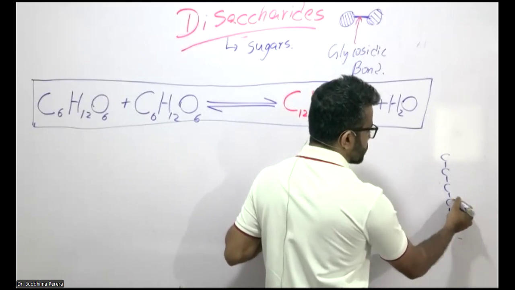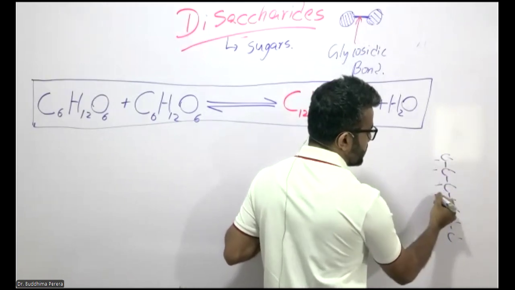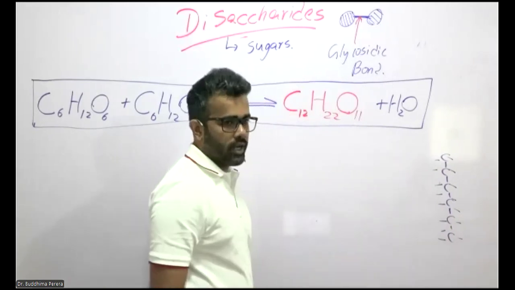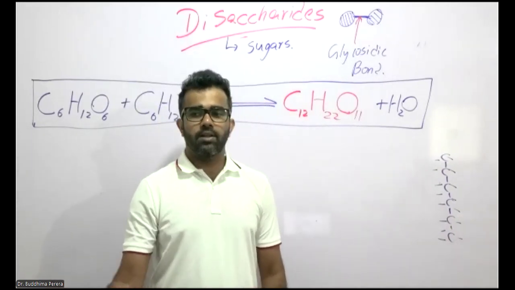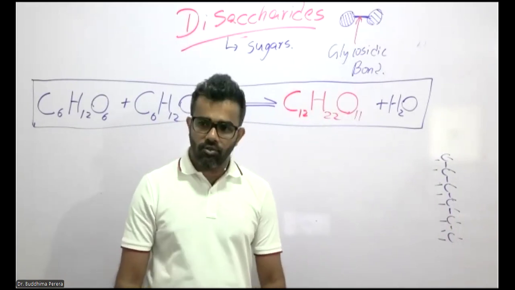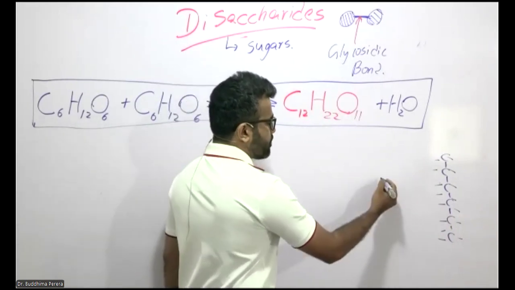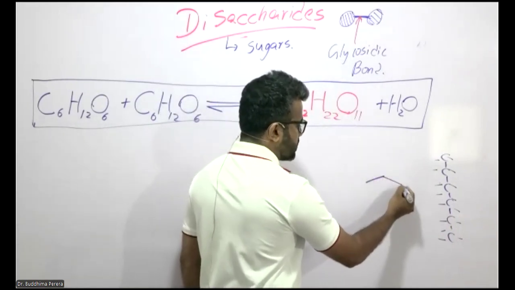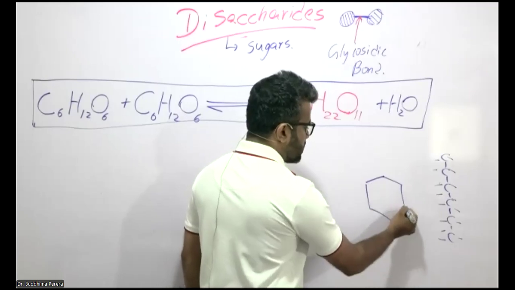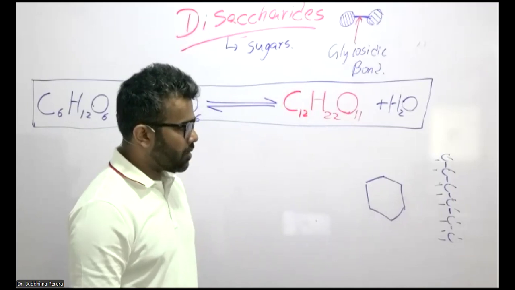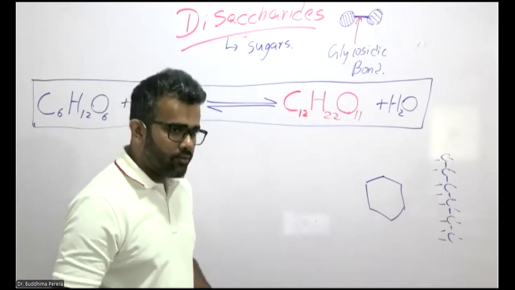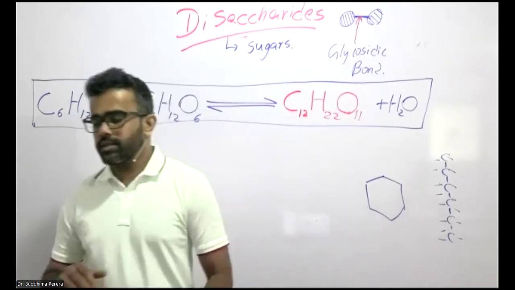The carbons, hydrogens, oxygens, everything is there. They are linear molecules when in dry form. But when they are in aqueous media, they form a ring structure like this, right? So in aqueous media, monosaccharides are in ring form.